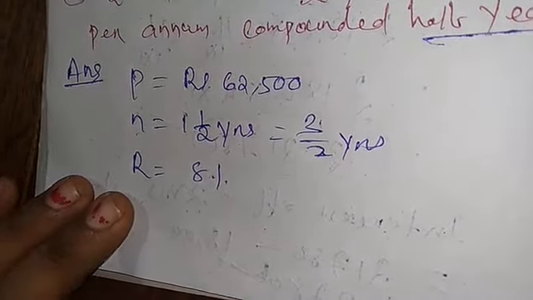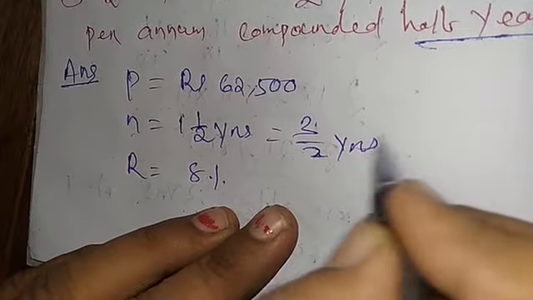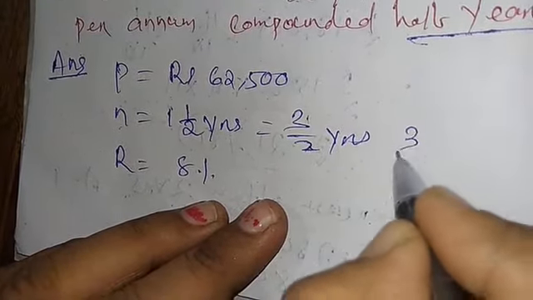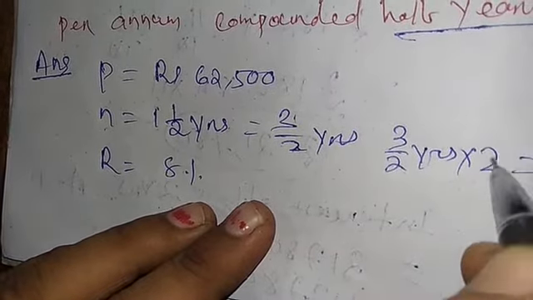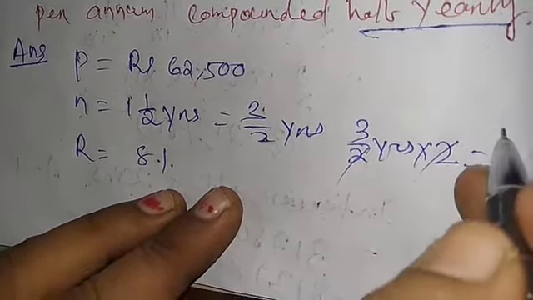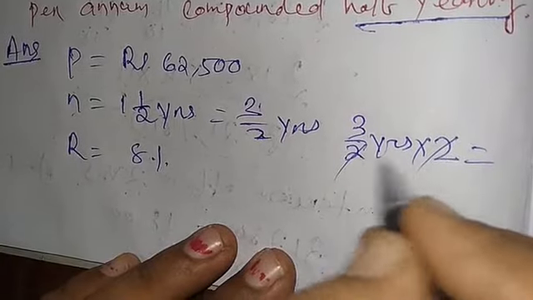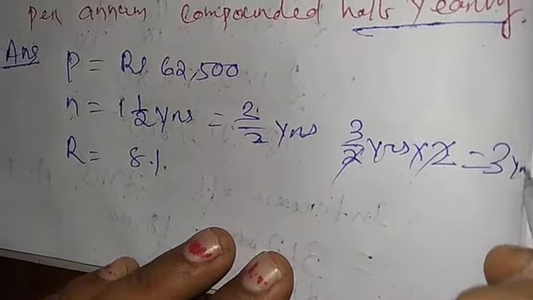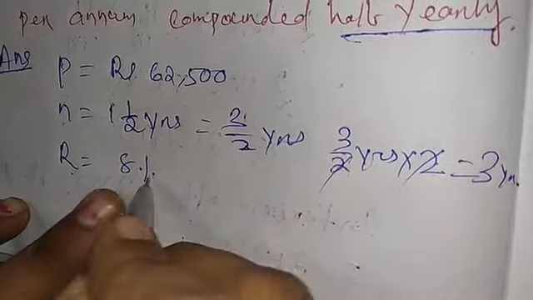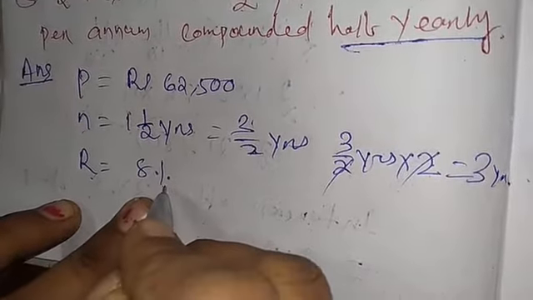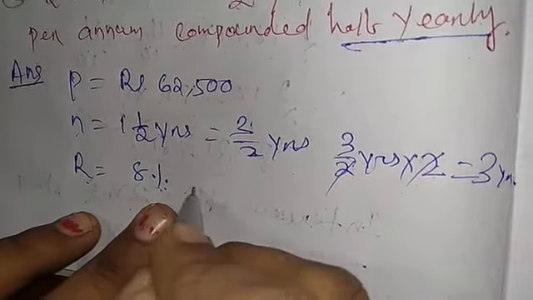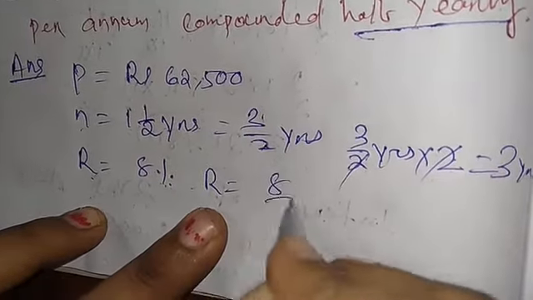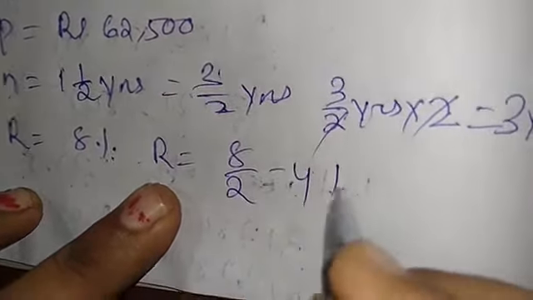So half-yearly means it will be two times. So 3/2 years into 2 times. In 1 year, interest will be received 2 times. So 2 cancels, and we get 3 years. Similarly, our rate of interest equal to 8% per annum. This one is per annum, but we find half yearly. So R equal to 8/2 equal to 4%.